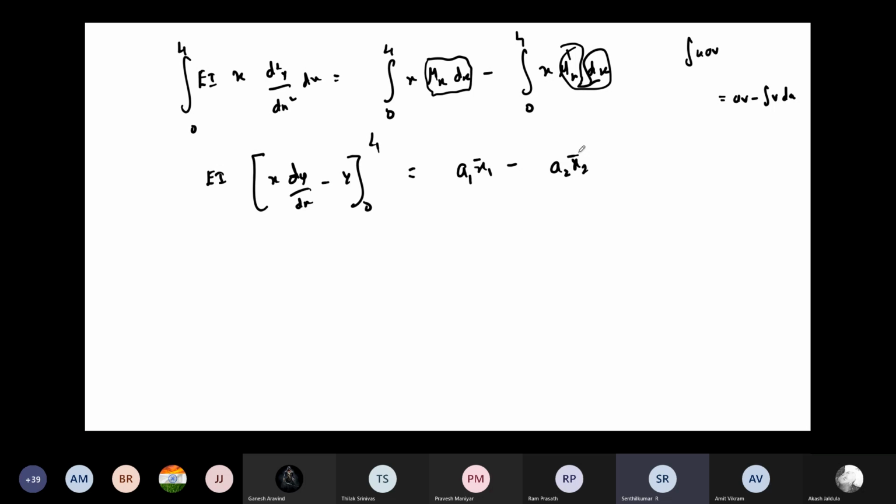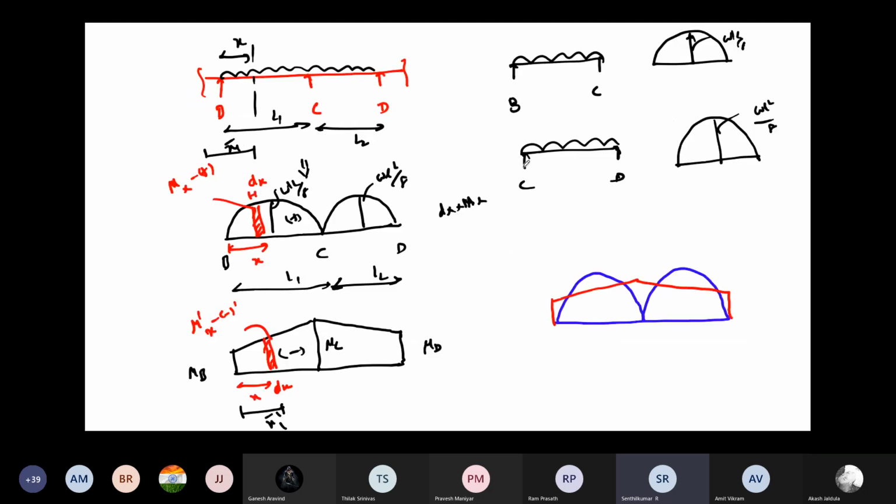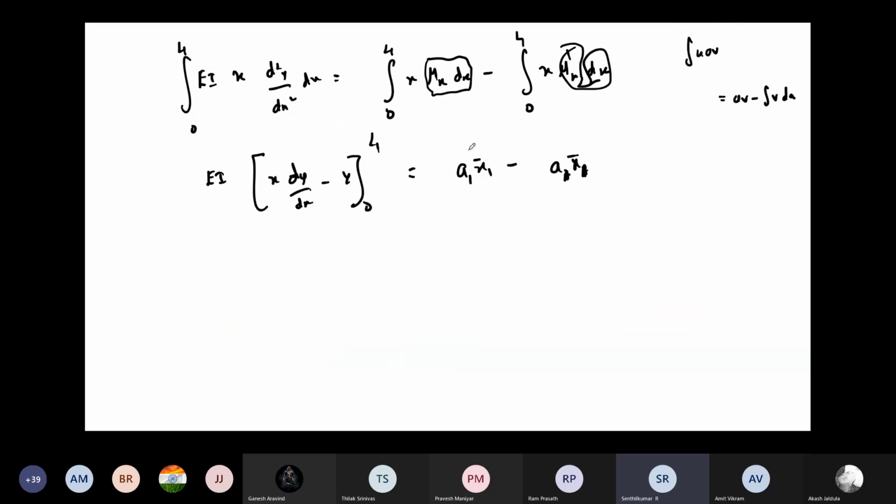So like what we are doing in the moment area method. Okay, so this is A1 x1 bar, this is A2 x2 bar. But the thing is, sorry, not A2, A1. Everything is A1 because everything is span L1. So I'm just keeping everything as A1 now. This is only BC that we are targeting. So everything is like A1, but this is dash, because this is for negative moment. It's for negative moment, right?